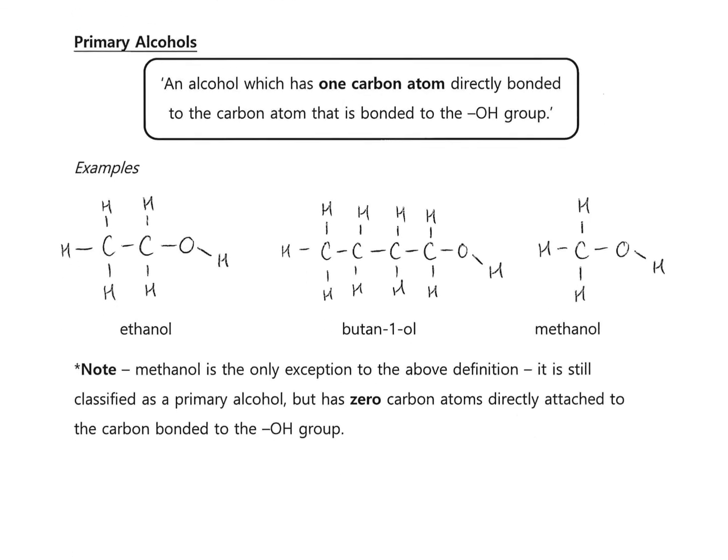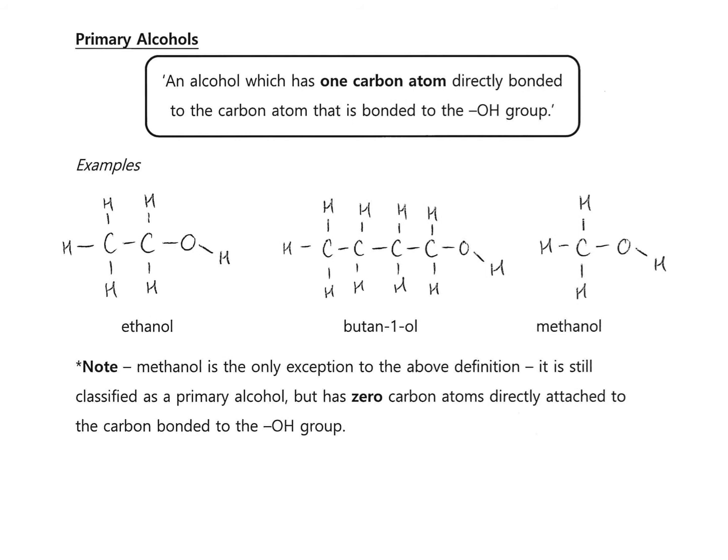So let's have a look at primary alcohols first of all. Definition wise, which you need to know, I know it's a bit wordy, but you do need to know this definition and then be able to actually determine this in an exam setting. So a primary alcohol is an alcohol which has one carbon atom directly bonded to the carbon atom that is bonded to the OH group. So it's a very similar definition to the structure of your halogenoalkanes.